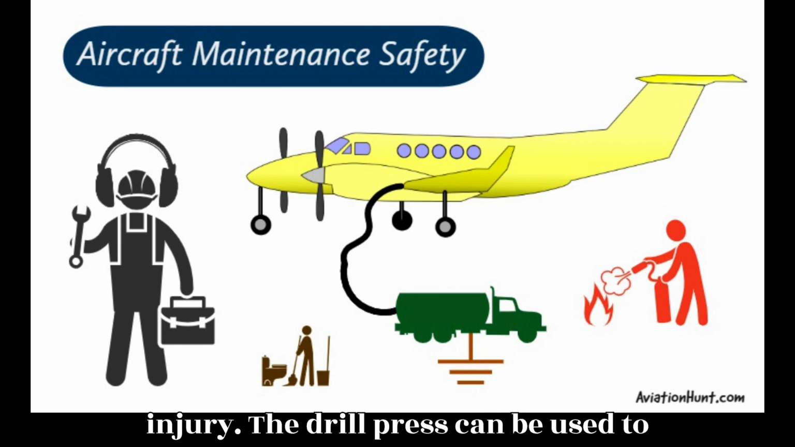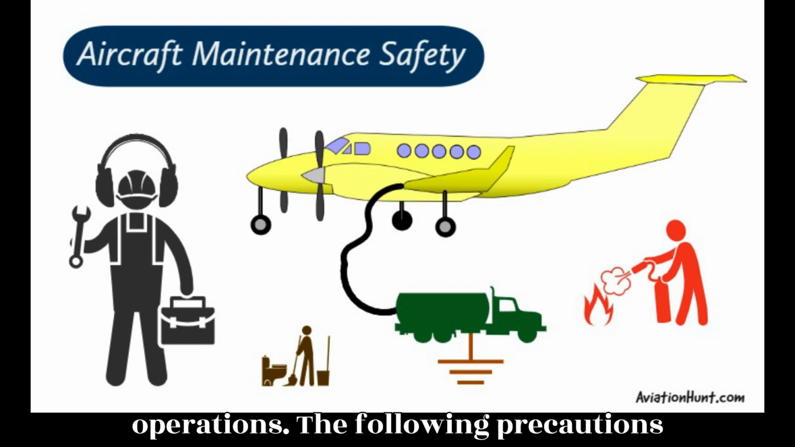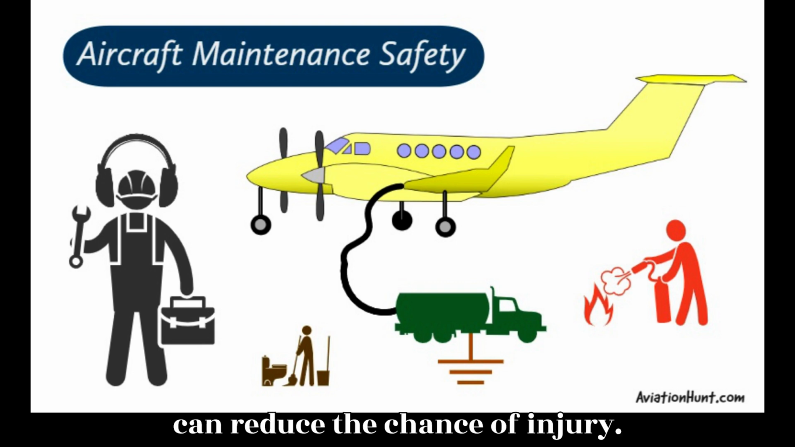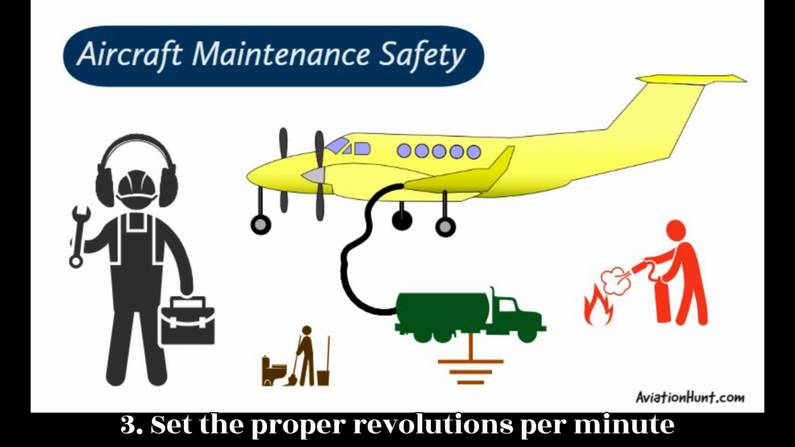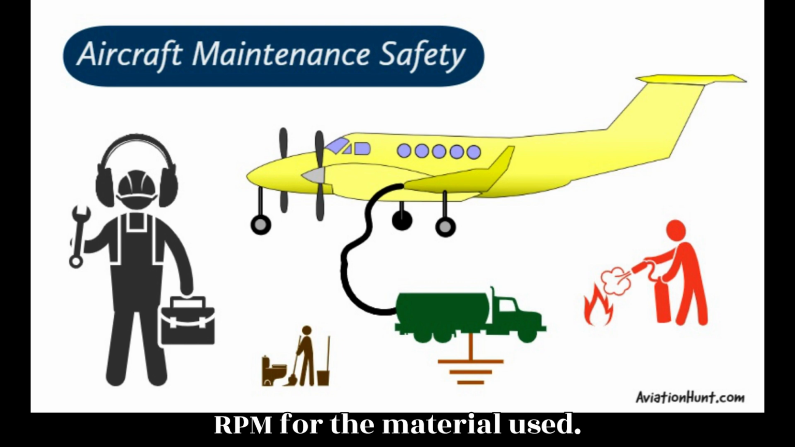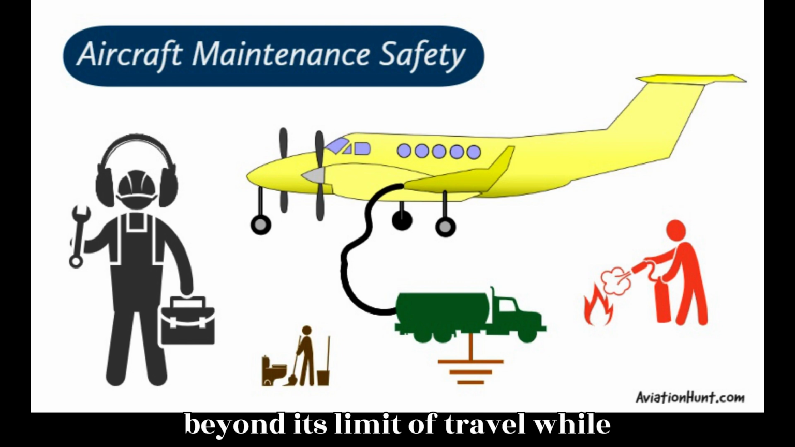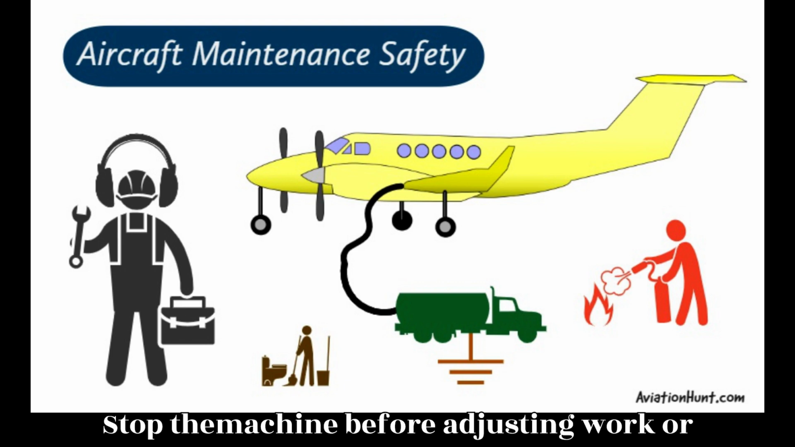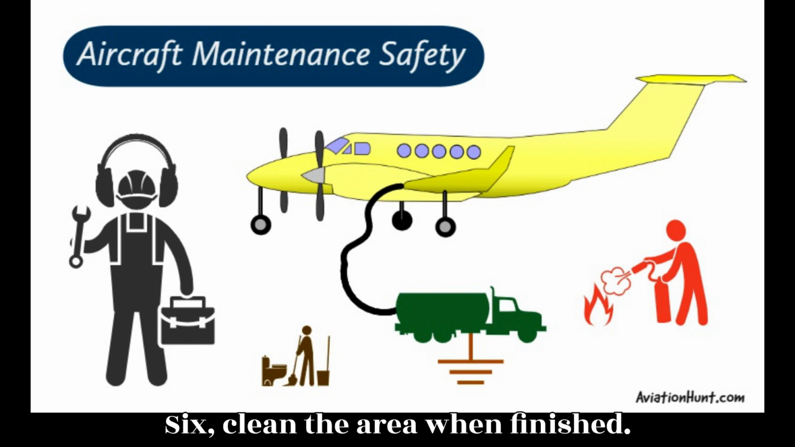The drill press can be used to bore and ream holes, to do facing, milling, and other similar types of operations. The following precautions can reduce the chance of injury. 1. Wear eye protection. 2. Securely clamp all work. 3. Set the proper revolutions per minute, RPM, for the material used. 4. Do not allow the spindle to feed beyond its limit of travel while drilling. 5. Stop the machine before adjusting work or attempting to remove jammed work. 6. Clean the area when finished.